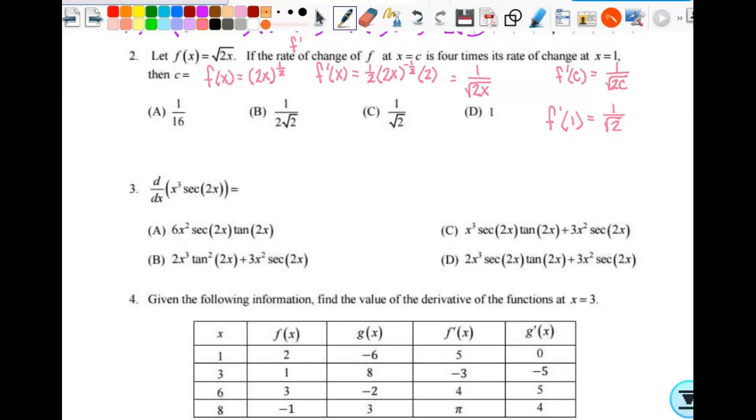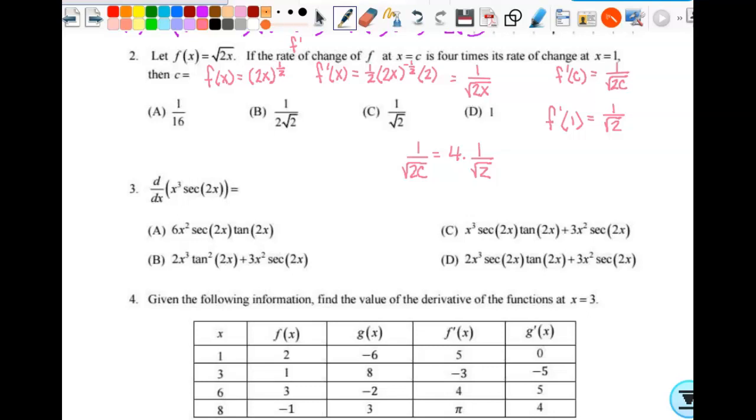Which one would we multiply by 4? What's happening here? It says if the rate of change of f at x equals c, so 1 over the square root of 2c, that is 4 times the rate of change at 1. That's what you would get right there, right? Did I do that wrong? Why is it not working out?